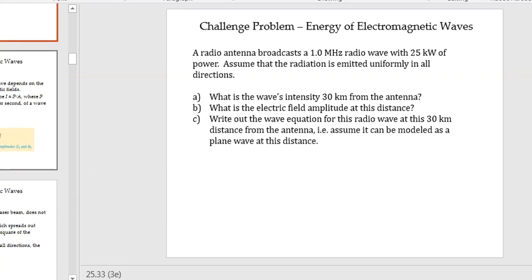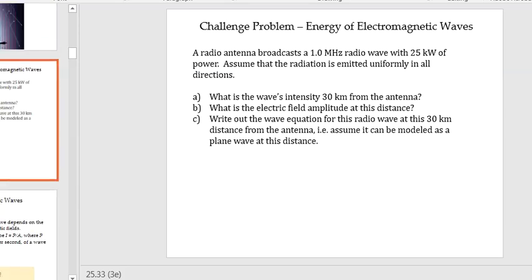A radio antenna is broadcasting a 1 megahertz radio wave with 25 kilowatts of power. We're going to assume that the radiation is emitted uniformly in all directions, and we want to figure out the wave's intensity 30 kilometers away from the antenna. We want to figure out the electric field amplitude, and we want to write out the wave equation for this radio wave at this 30 kilometer distance from the antenna. So we're going to assume that it can be modeled as what your book is calling a plane wave.